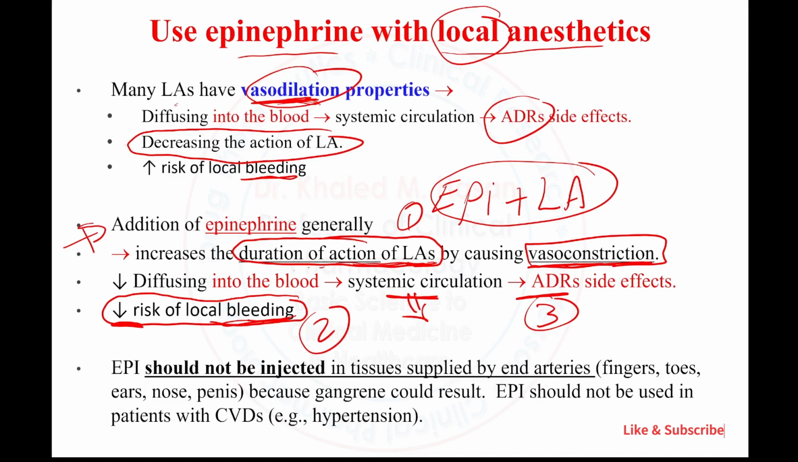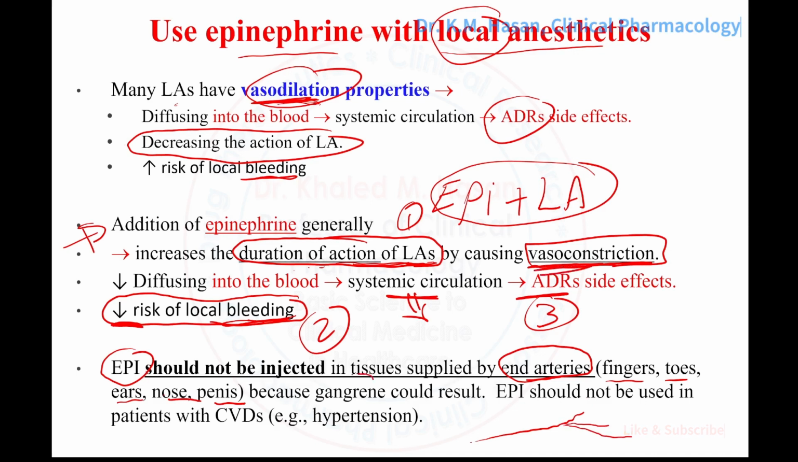But we have some cautions and warnings regarding the combination of epinephrine with local anesthetic. We don't recommend using epinephrine plus local anesthetic in injected tissues with an end artery supply. We have some tissues like fingers, toes, ears, nose, or venous. These organs do not have collateral blood vessels. They have only small, tiny vessels. When you induce vasoconstriction, the result will be gangrene.